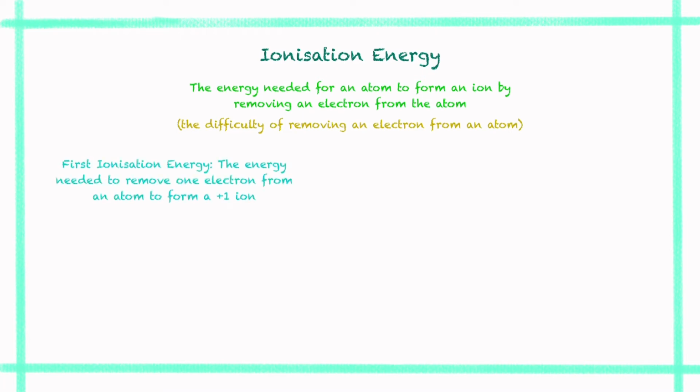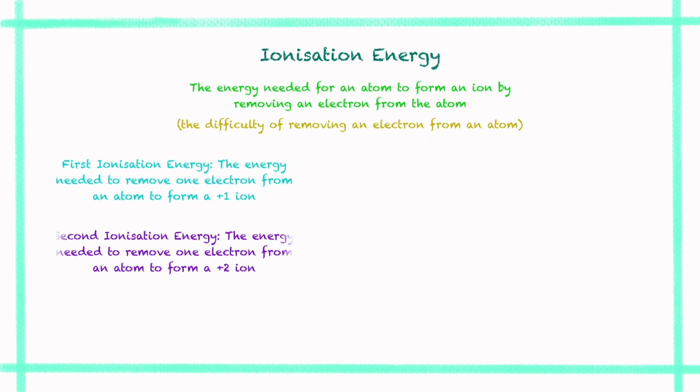The first ionization energy is the energy needed to remove one electron from an atom to form a +1 ion. Similarly, the second ionization energy is the energy needed to remove one electron from an atom to form a +2 ion. It is not hard to find the pattern. The nth ionization energy is the energy needed to remove one electron from an atom to form a +n ion.